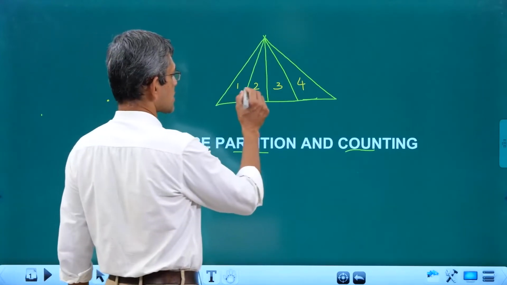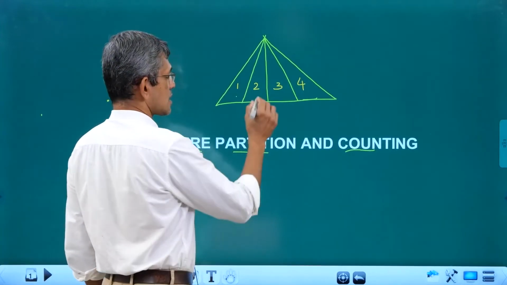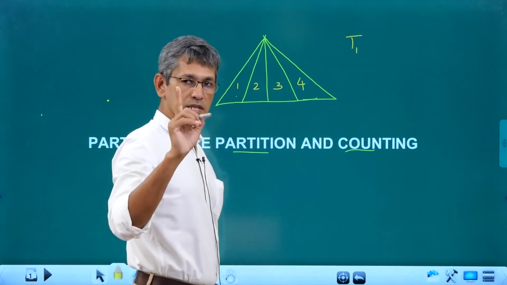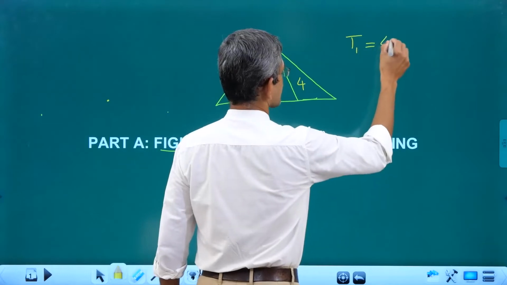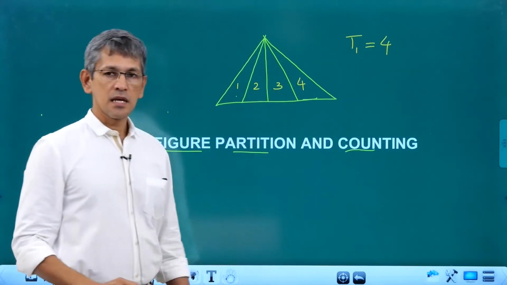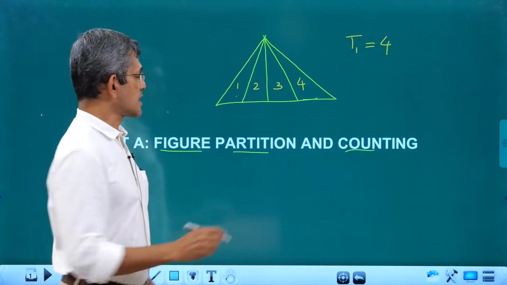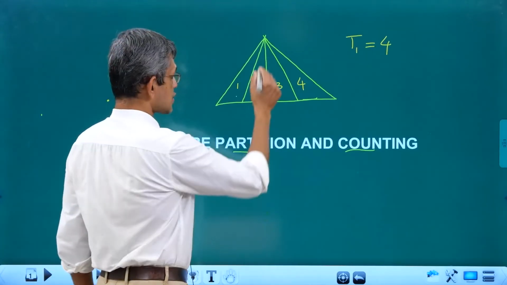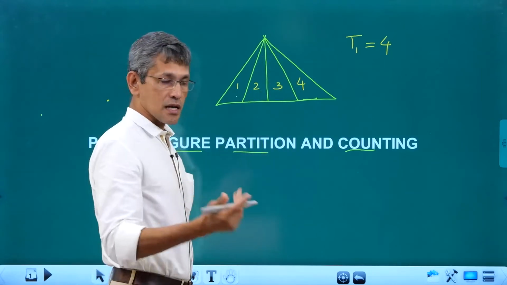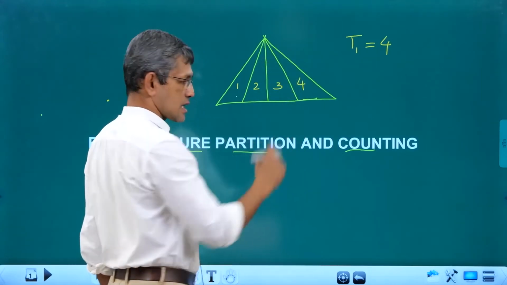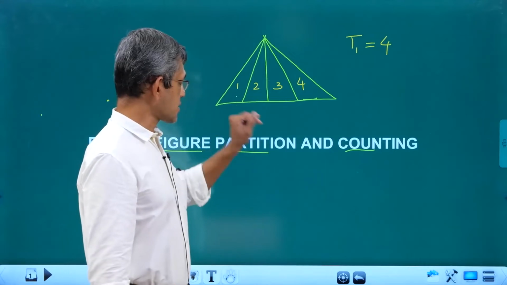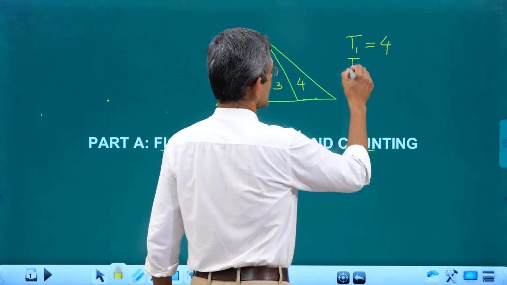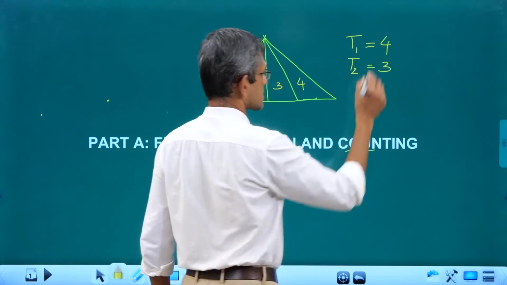So if you take one triangle at a time, this is 1, 2, 3, 4. So T1 means we take one piece at a time. We have 4 such triangles. Then if you take 2 pieces together, that means 1 and 2 together, that's a triangle. Then 2 and 3 together, that's another triangle. 3 and 4 together, that's another triangle. So 2 pieces together, we have 3 triangles.